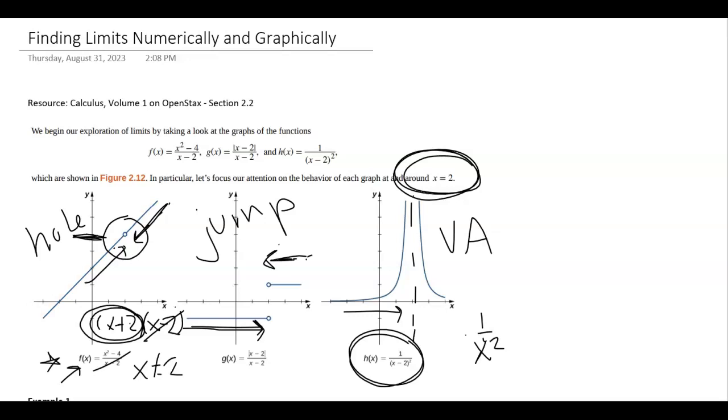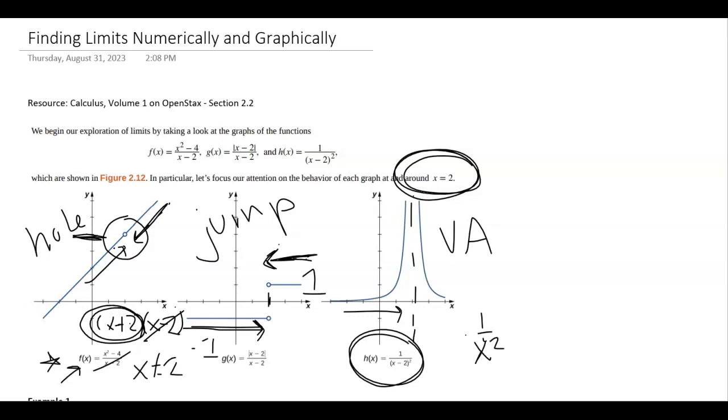However, for this jump discontinuity here at x equals 2, I don't have one y value that I approach. I have two different ones. On this right-hand side, as I approach 2 from the right, I end up having outputs of 1. When I approach 2 from the left, I have outputs of -1. So I don't have a limit with a jump discontinuity because I need to be able to approach one y value.